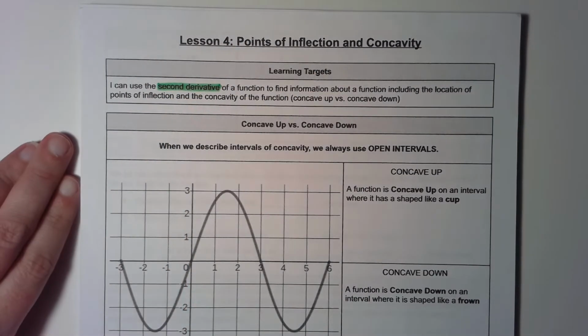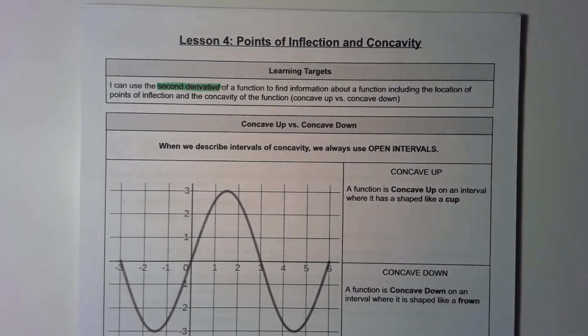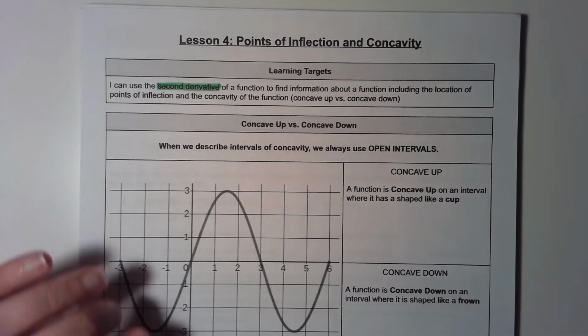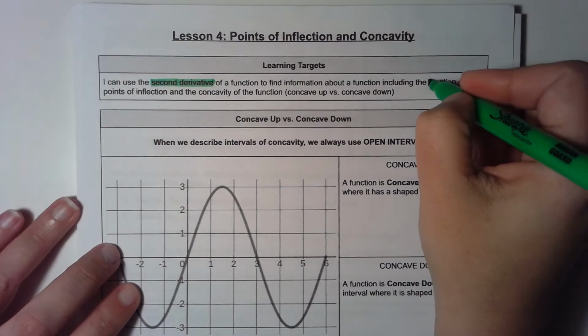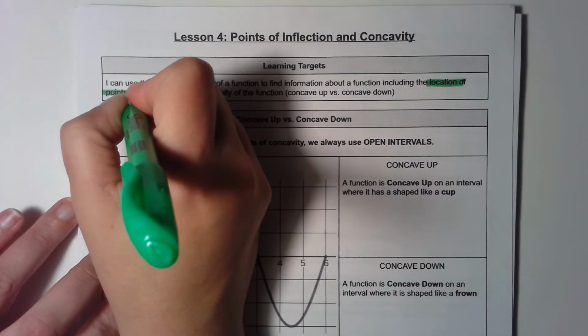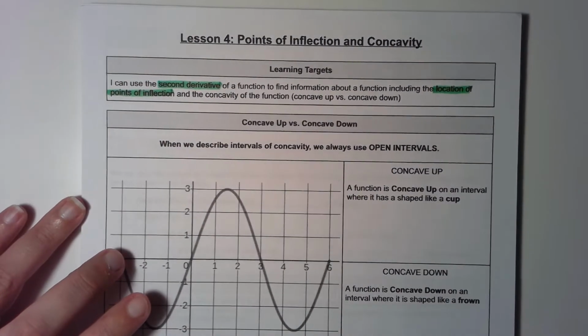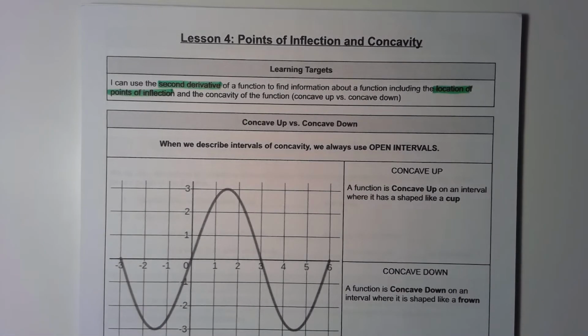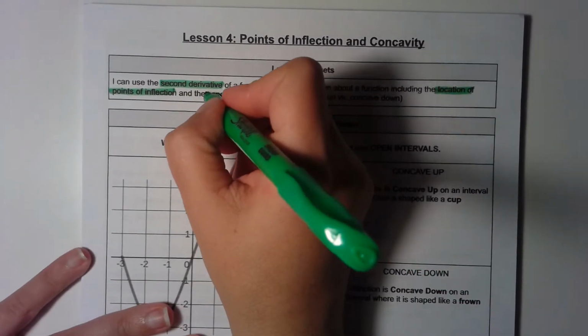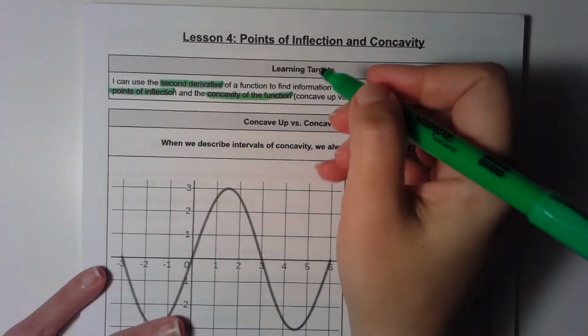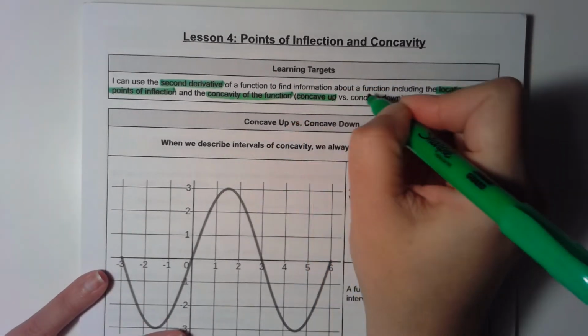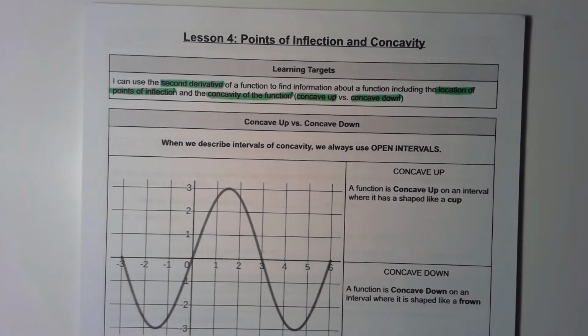So this is going to be a little bit different. Up until now, we've been focused on the first derivative. So now we're going to change gears and look at the second derivative to find information about a function, including the location of the points of inflection. So we're going to have a new vocabulary term here, points of inflection, and the concavity of the function, which we've actually talked about before, and we're going to review today. So we're going to be looking for concave up versus concave down.